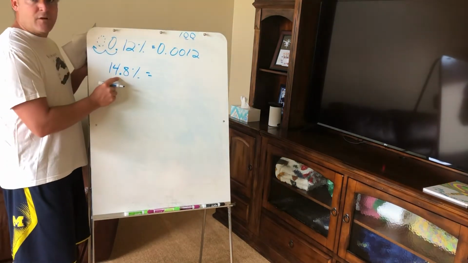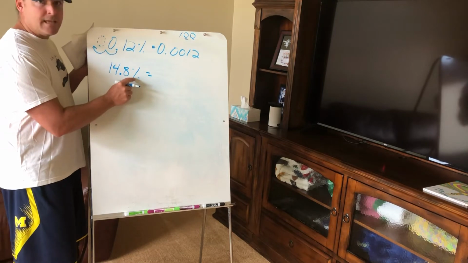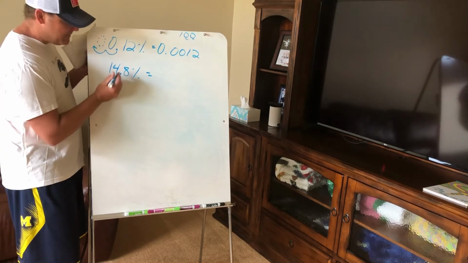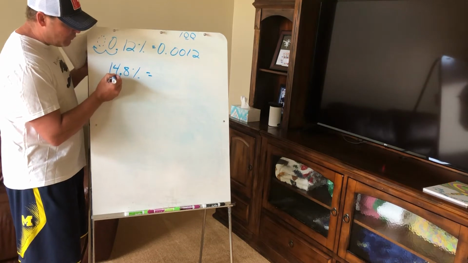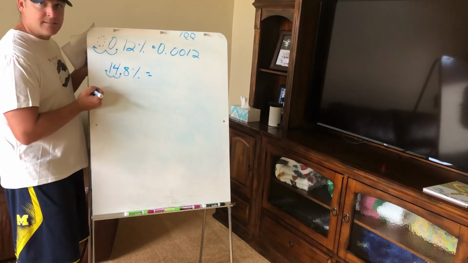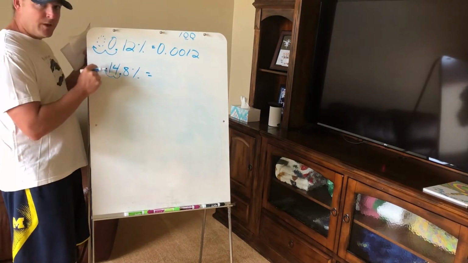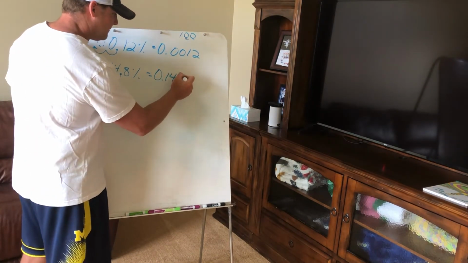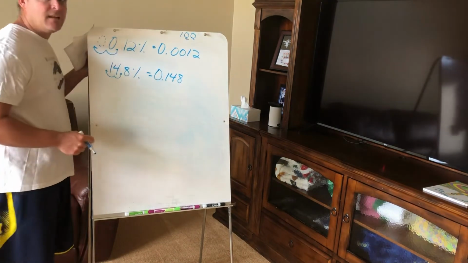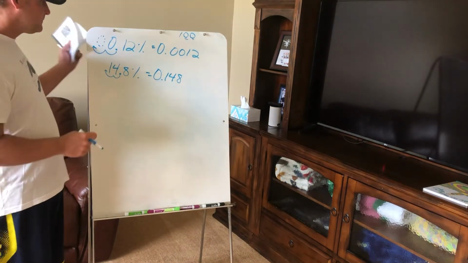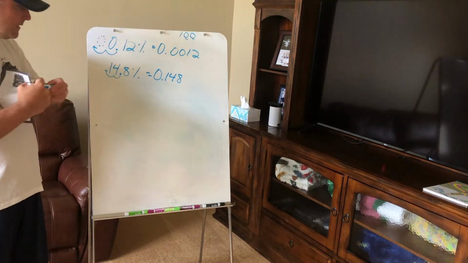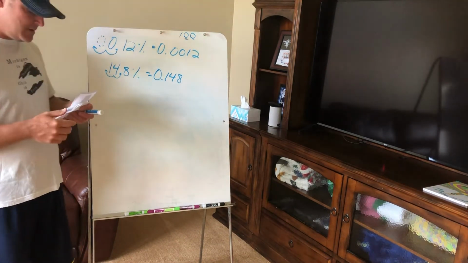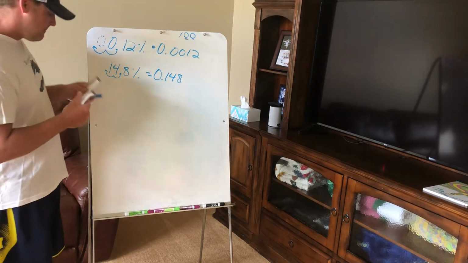A decimal is already present, so we're not going to replace the percent with the decimal. We're going to use the decimal that's already given, and we're going to move that decimal 2 places to the left. Our answer is 0.148, 148 thousandths. So if you can remember to move the decimal 2 places to the left, you're going to be just fine.